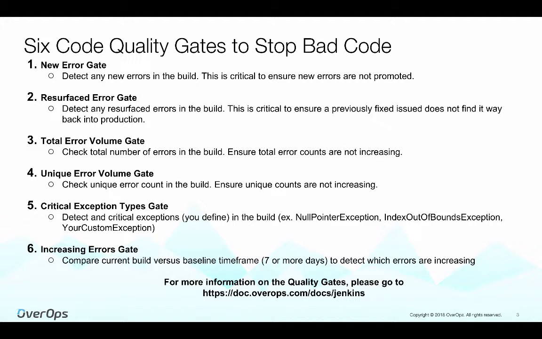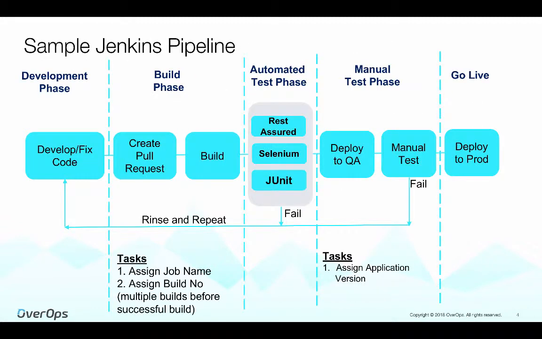OverOps also allows you other gates: the total error gate, a unique error gate, the critical exception type gate, and finally the increasing error gate. For more information on these gates, please go to doc.overops.com/Jenkins.